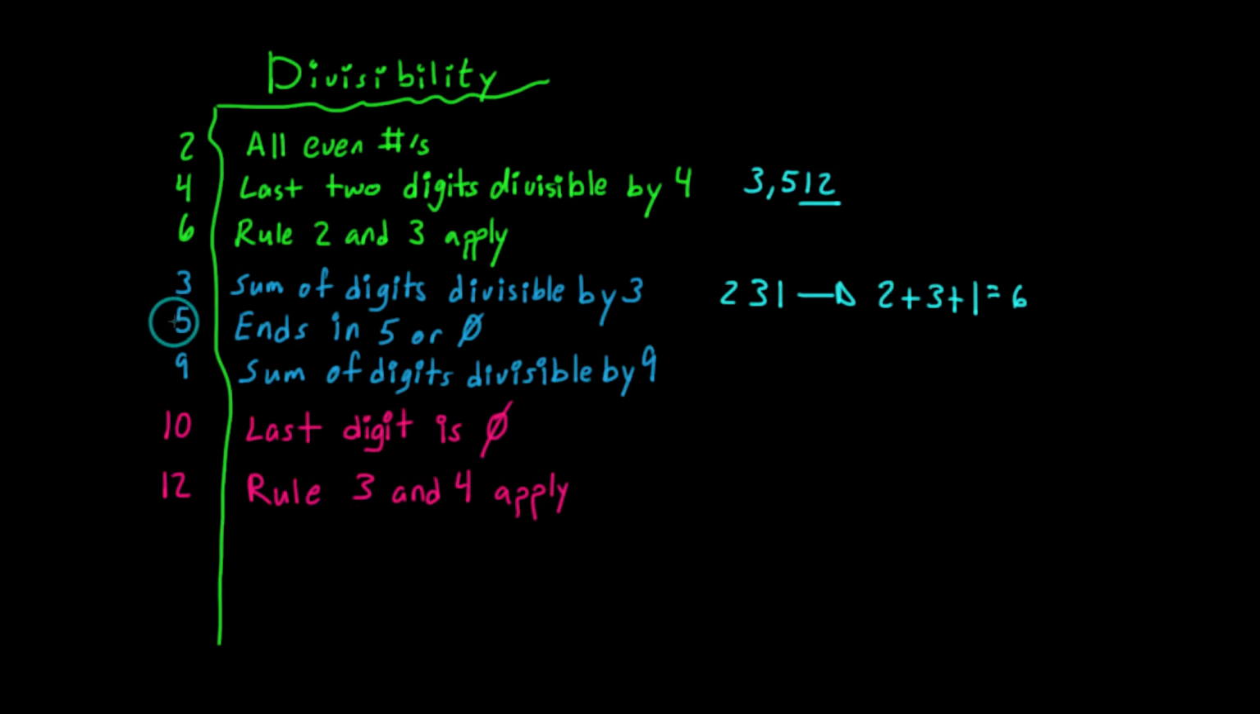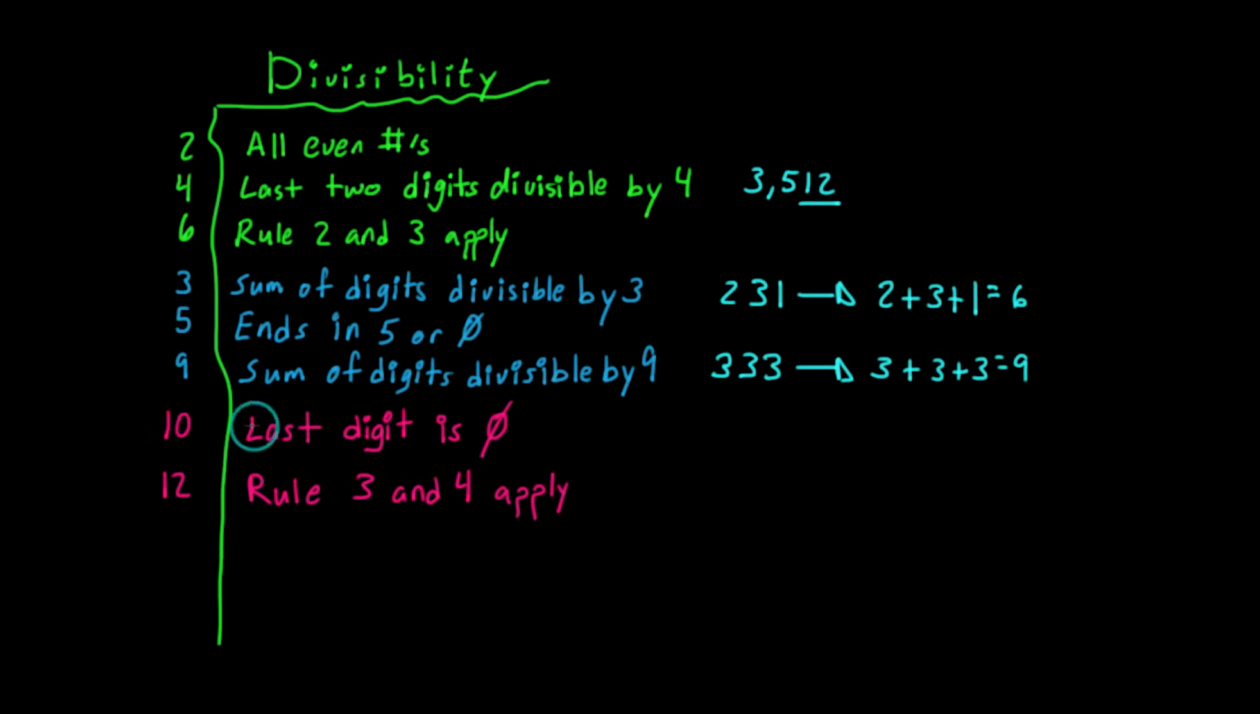The rule of 5 says if the number you're looking at ends in a 5 or a 0, that number must be divisible by 5. The rule of 9 says the sum of the digits is divisible by 9. So what if my number was 333? If I add these digits up, 3 plus 3 is 6, plus 3 is 9, and 9 is divisible by 9. Therefore, 333 must be divisible by 9.